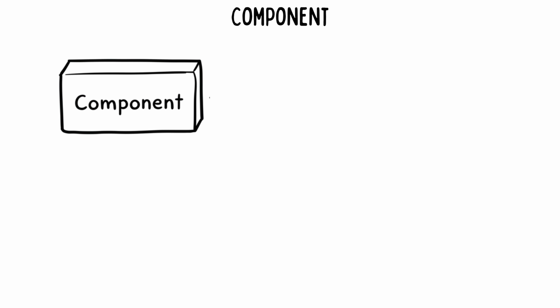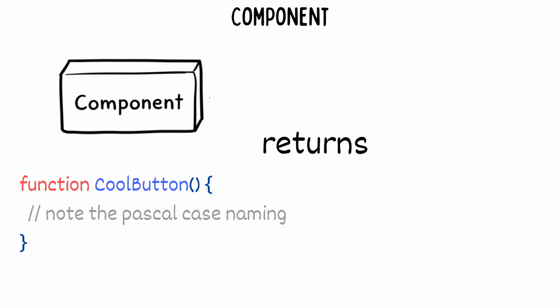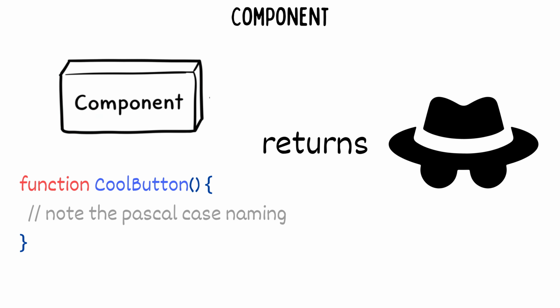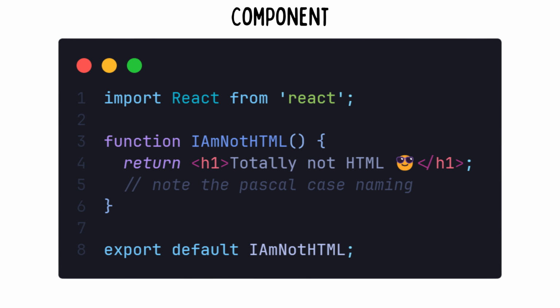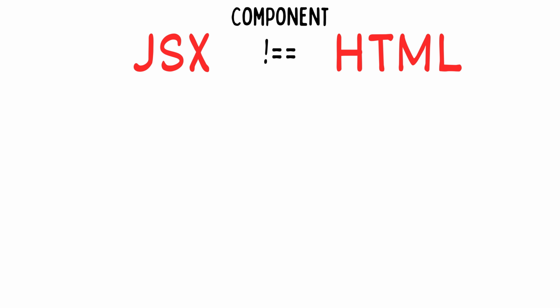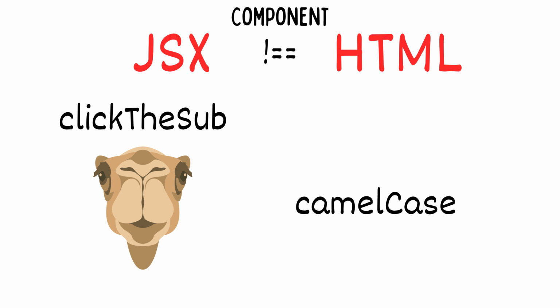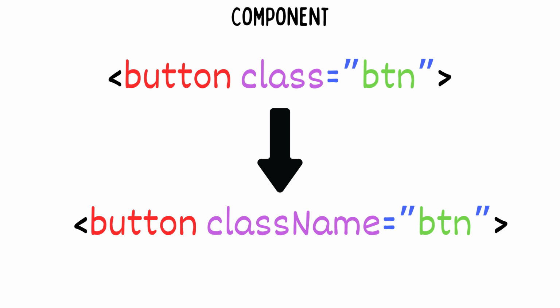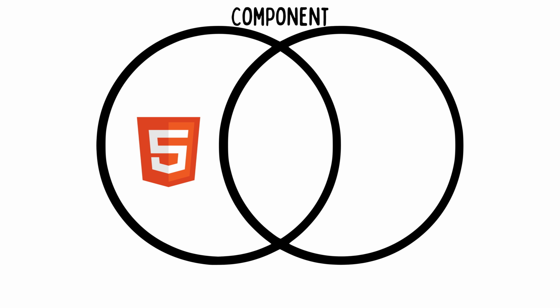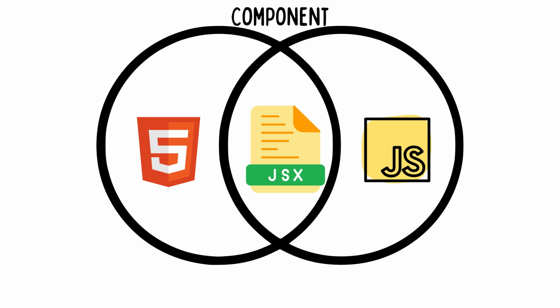A React component is just a JavaScript function that returns JSX, JavaScript in disguise. JSX lets you write HTML-like code in JavaScript, but remember, it's not plain HTML. You'll need to use camel case for attributes, like class becomes className. JSX is powerful because it allows you to mix in JavaScript.